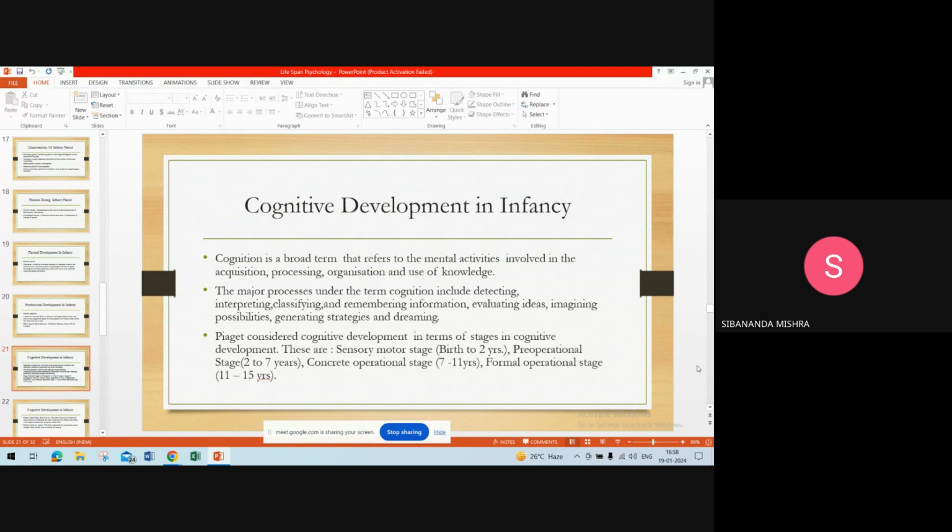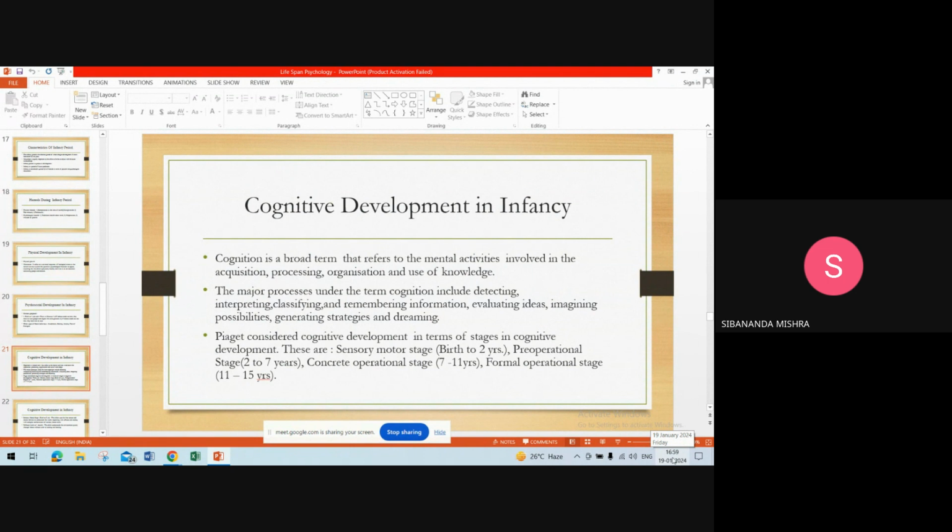Another is primary circular reaction, 1 month to 4 months, where the child works on an action of his own. He tries to do something, the child, like movements of the hands and feet. I'm talking about these things. Next is early representational thought. That is, children begin to develop symbols to represent events or objects in the world. So this is about cognitive development.